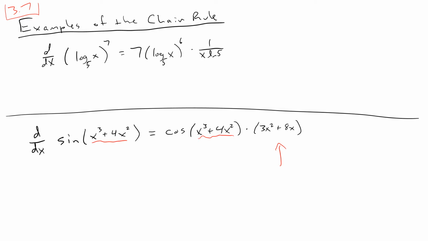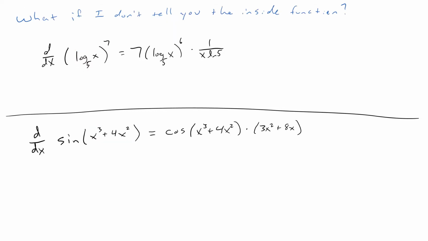Okay, so the idea of implicit differentiation is we want to imagine that these inside functions that we're working with are functions that we don't know. So let's take these same two examples and suppose I don't tell you what those inside functions are. Alright, so let's take this log base 5 of x and let's pretend like that's just some function that I don't tell you. We can just call it f of x if you like.